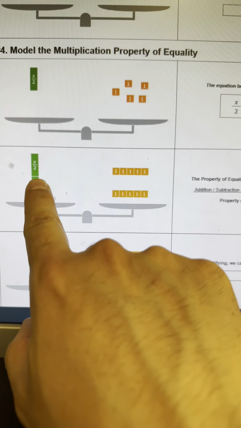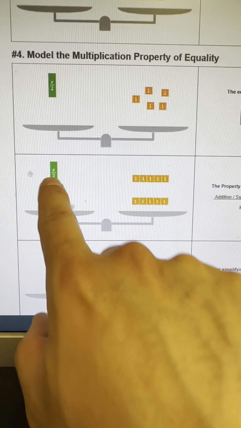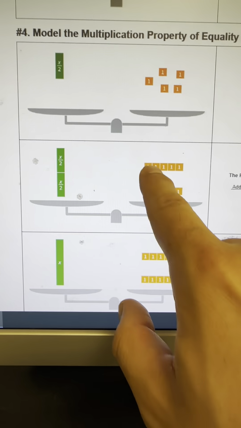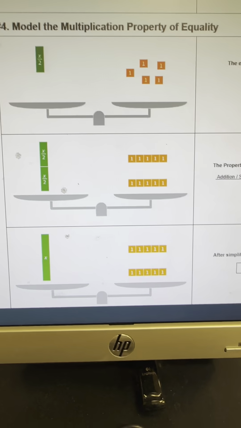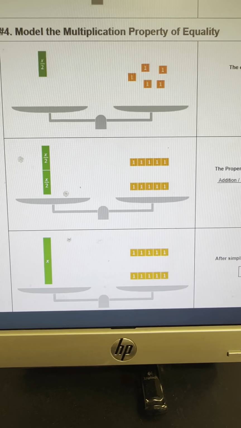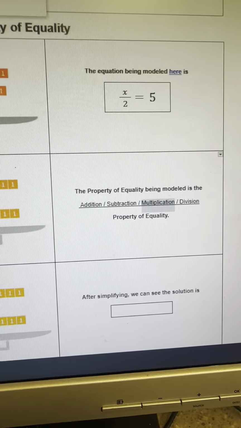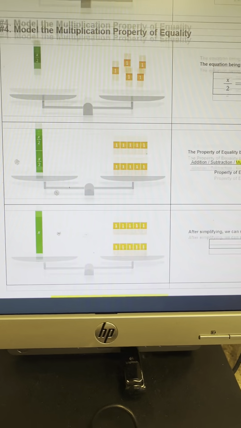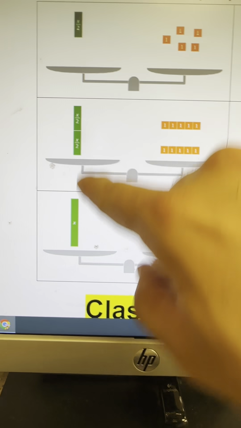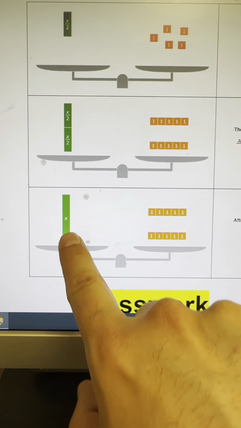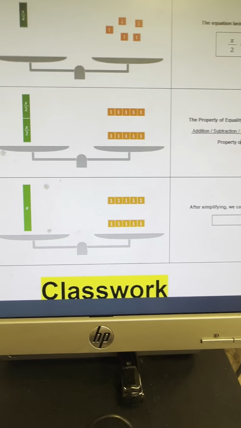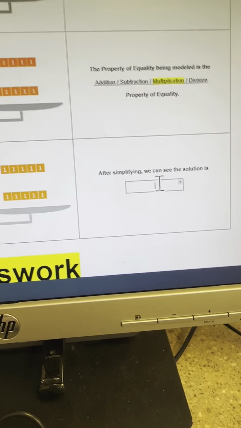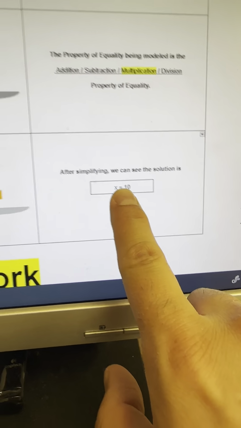So let me backtrack. I ended up forgetting to paste this in, so I went back and showed my 2 halves, and I added the 5 on the right side. So right here again, this is showing the multiplication property of equality. Make sure you highlight multiplication in this case. And after that, I merged these two together to make one whole amount. So I know that the value of 1x is equal to 10 altogether. I'm just going to type that in here, x equals 10. So again, you can see x equal to 10.